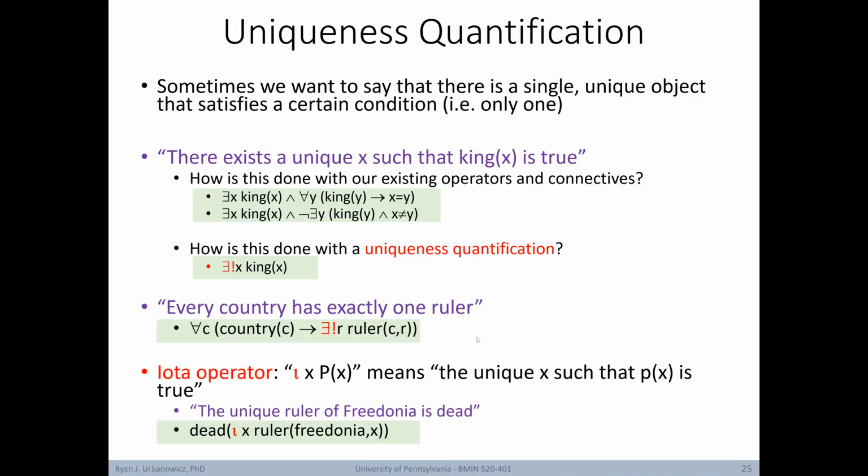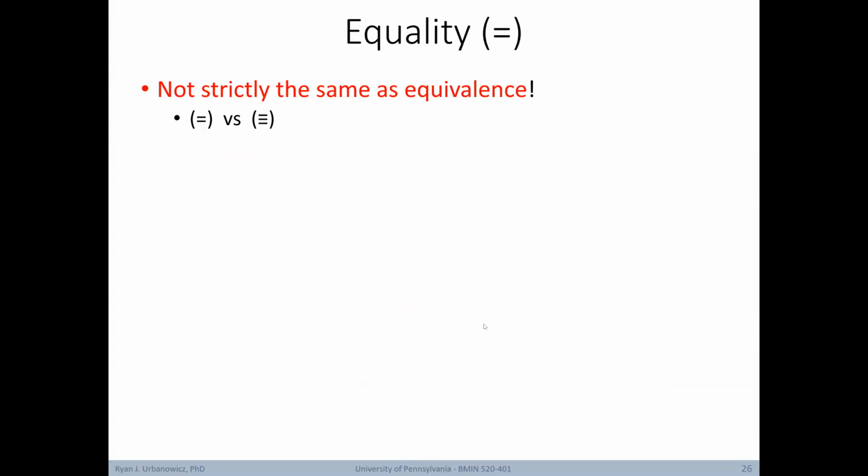There's also something called the iota operator. It's represented by this symbol. This expression means that the unique x such that px is true. In other words, to say the unique ruler of Fredonia is dead, we could use the following expression. In the last slide, we saw the equals sign come into play, so let's go into it in more detail here.